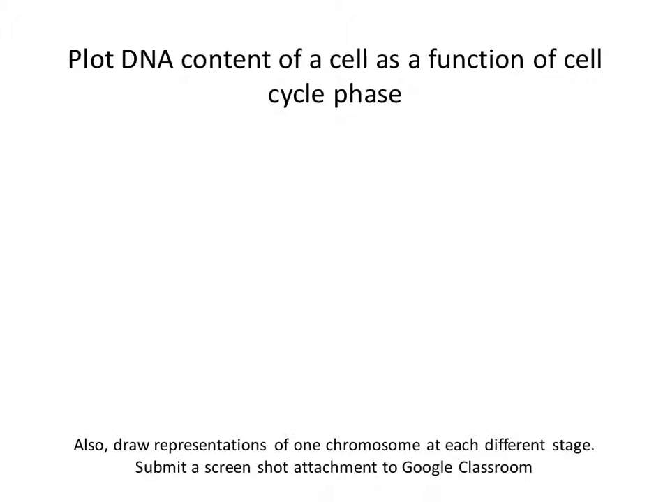What does the DNA content of a cell look like throughout the cell cycle? So if we're going to draw a graph like that, what are the axes going to be? There's going to be an x-axis and a y-axis. So what's going to be on the x-axis? Independent variable, the thing we don't control. We've got a cell going through the cell cycle. So what labels should we put on the x-axis?